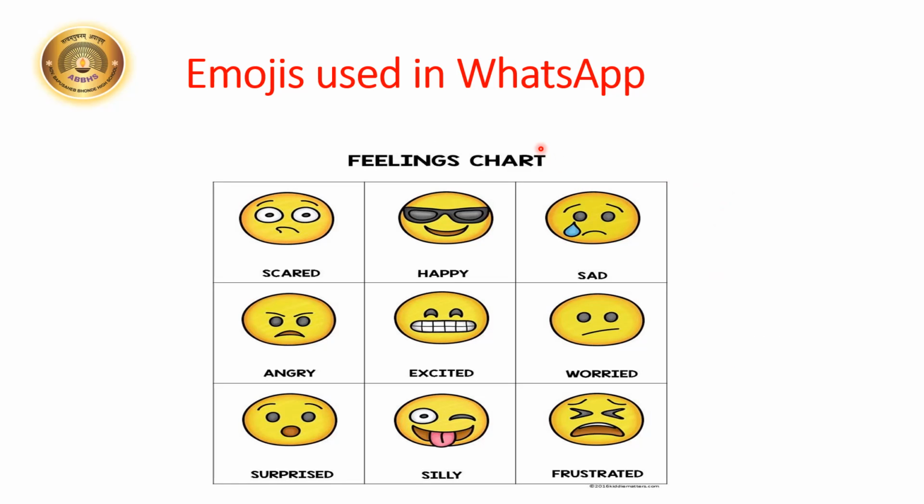You must have seen emojis used in WhatsApp. These types of emojis you have used earlier on WhatsApp. Okay, this emoji is used for scared, second emoji is used for happy, third one sad, fourth one for angry, fifth one excited, sixth worried, seventh emoji is used for surprise, eighth one silly, and ninth one frustrated. So you are familiar with these emojis.